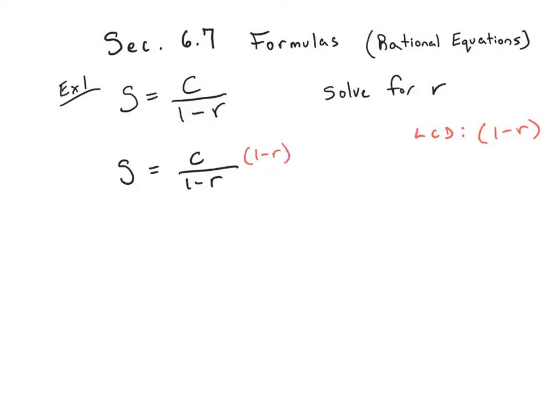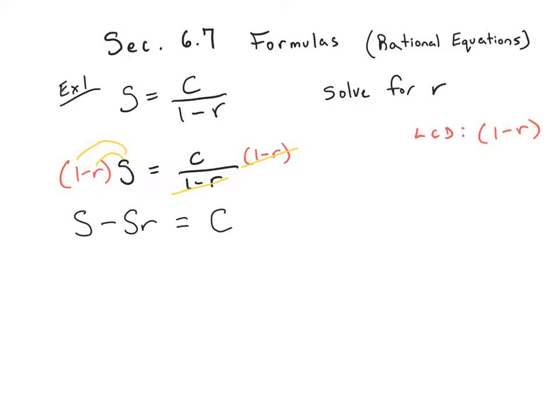I think it was Christian last week that said we multiply it to the top. What's nice is that on our left-hand side, all we do is distribute. In distributing, you're left with S minus SR. And on our right-hand side, our 1 minus R's cancel, and all we're left with is C. So right away, our equation looks much nicer. I don't have any more fractions to work with.